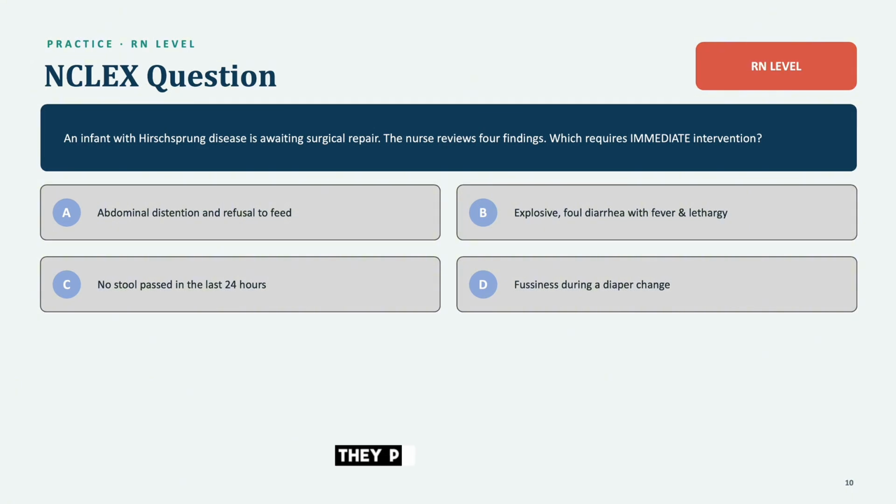Priority questions punish students who pick the first bad-sounding answer. Two options here are deliberately tempting. You want to slow down. It says an infant with Hirschsprung disease awaiting surgical repair. The nurse reviews 4 findings. Which requires immediate intervention?